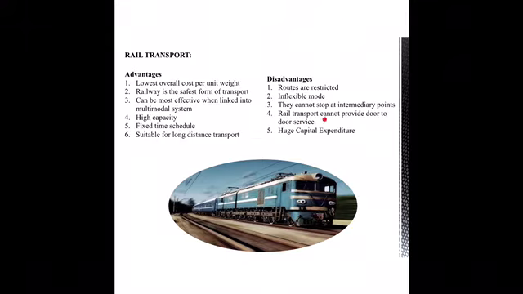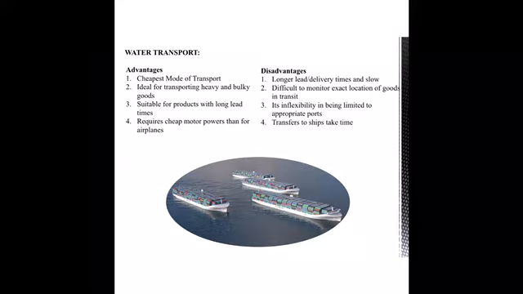Rail transportation also cannot provide door to door service. I've already explained what door to door service is. With rail transportation, trains can run only between two railway stations. A train cannot go up to your home. And there is also the huge capital expenditure. Investing is a one-time cost, so that's not the greatest disadvantage, but still, constructing railway facilities involves great expenditure. So now the next mode of transportation we have is water transportation.